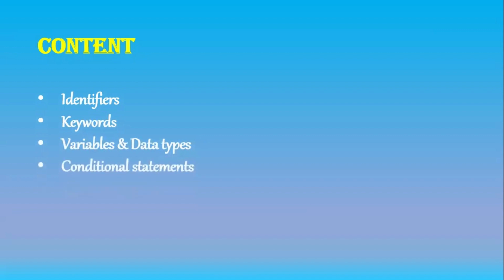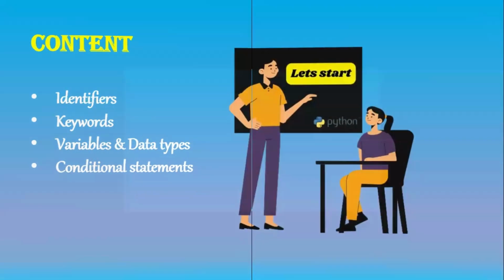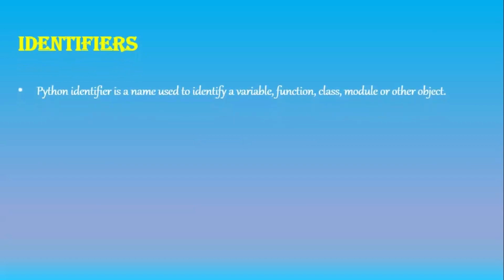So, now we will dive into the agenda of our session: identifiers, keywords, variables and data types, and conditional statements. First, we will learn about identifiers. The name itself defines what identifiers are. In Python, an identifier is nothing but a name given to variables, functions, classes, modules, or any other objects. There are a few rules for identifiers in Python.